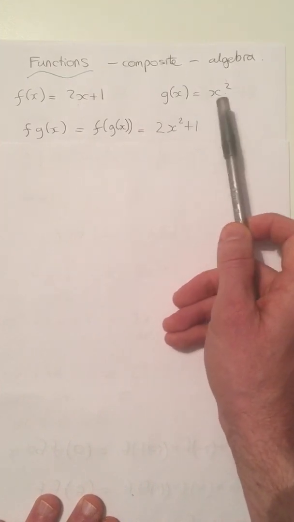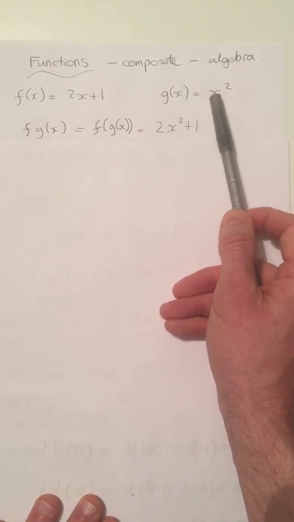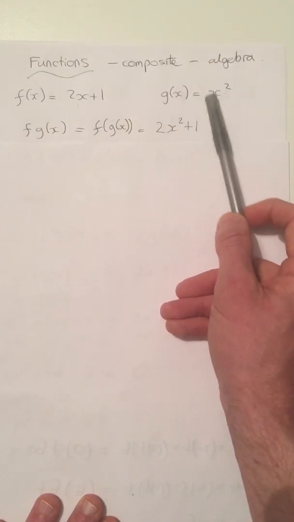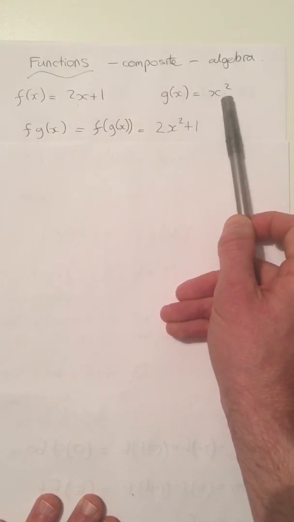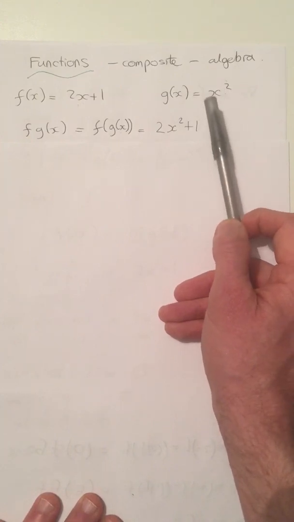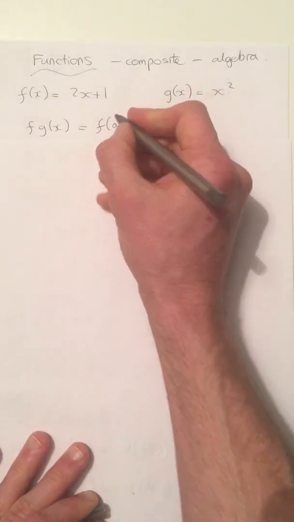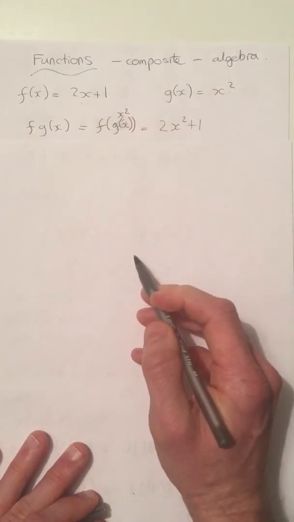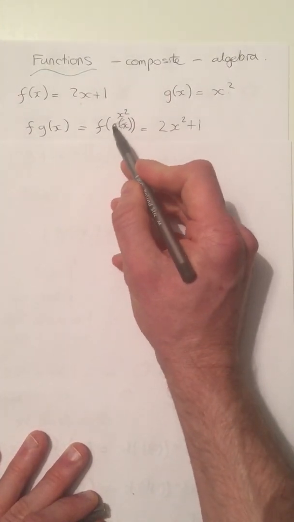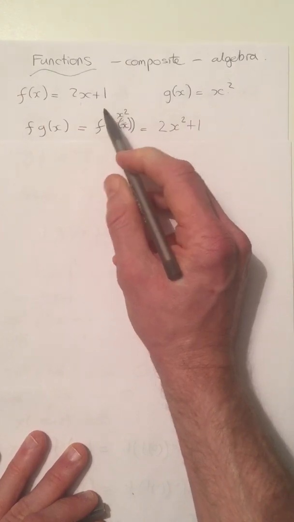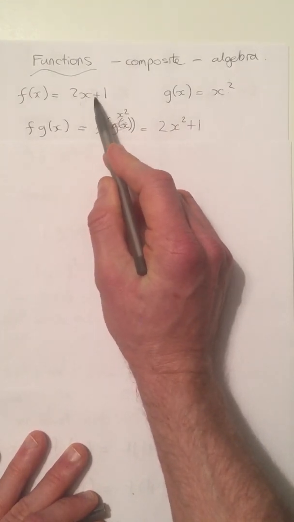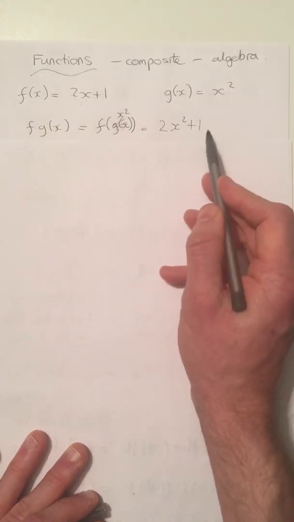Well, my answer from g of x is just x squared. Whatever the value of x is, I would square it and get x squared. So I'm going to substitute this into the f function. I'm going to do f of x squared. The g of x is just x squared. So I'm going to take the x squared and substitute that in here. 2 times x squared plus 1. That's where that comes from.